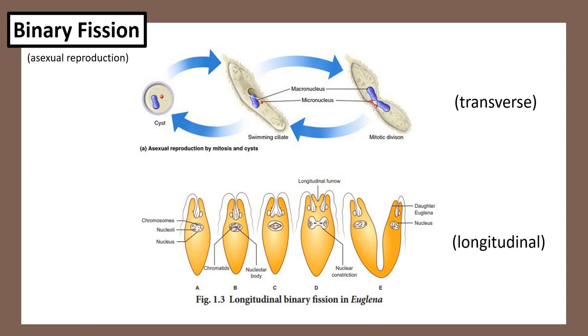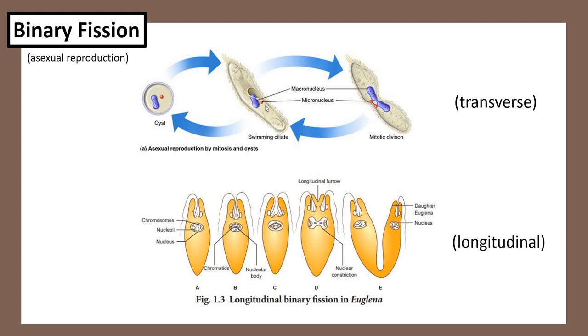For Euglena, the one, remember, that has photosynthesis, they actually have binary fission, but it doesn't cut them in the middle. So they still go through the process of the chromosomes replicating and so on, but instead of dividing across the width of the organism, it actually divides down the length of the organism, and that is longitudinal binary fission.